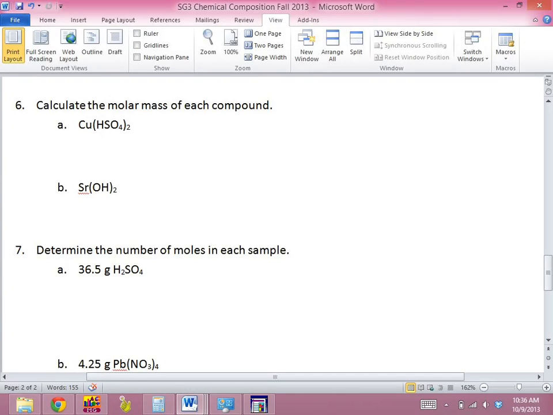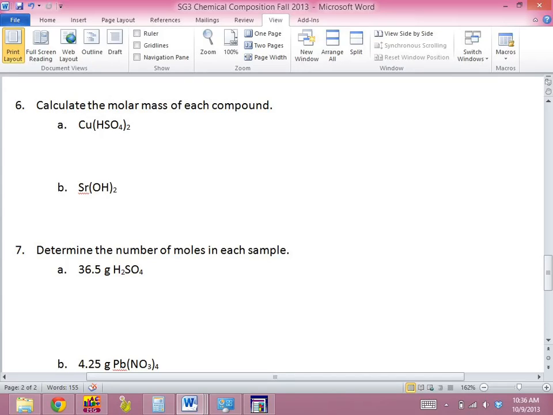So let's look at number 6. Calculate the molar mass of each compound. So this is finding the mass of 1 mole of this compound, which means we have to look at the formula and do in our head what we did for problem 5 and see, well, how many moles of copper are in 1 mole of this?